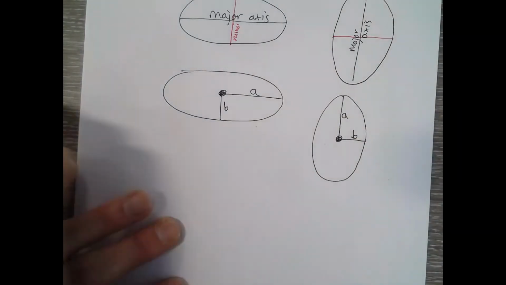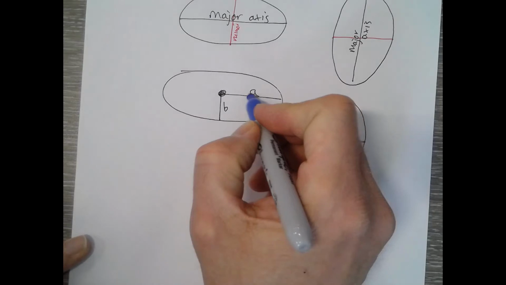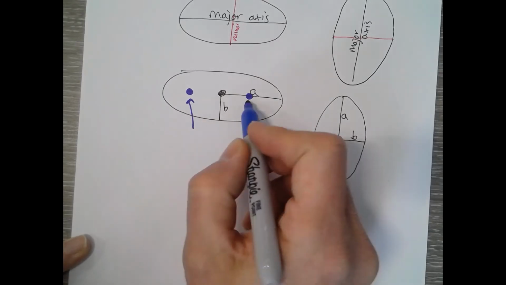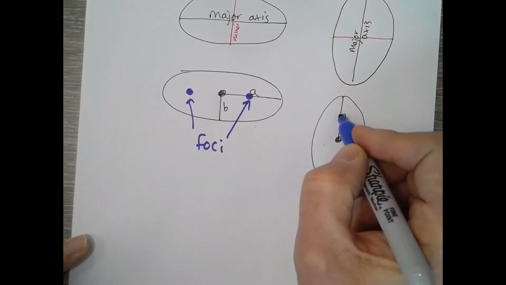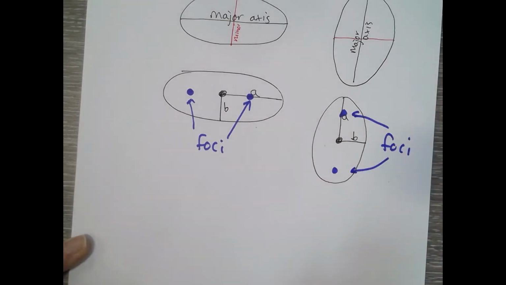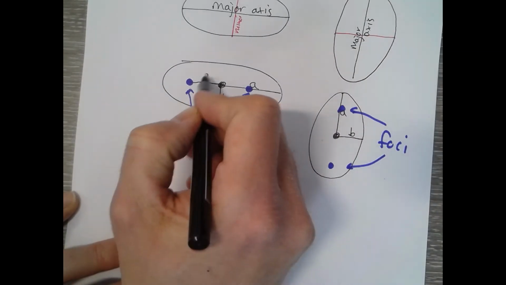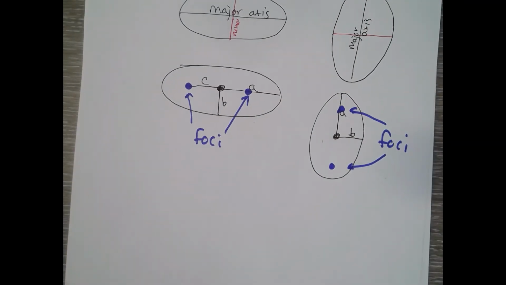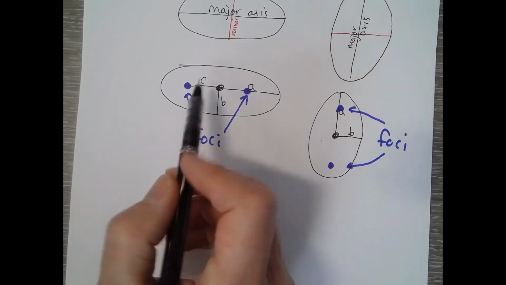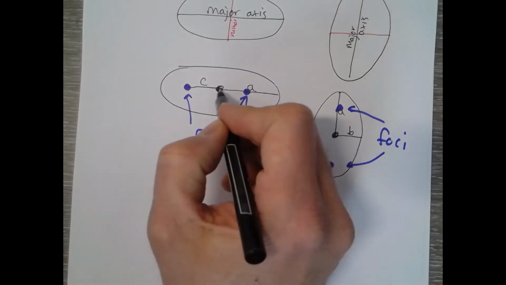And then remember, it has two foci. Grab my different flavors here. We'll call this focus 1 and this focus 2. Those are the foci. Here's one and here's one. And the distance from the center out to a focus is C. So A is half of the major axis, B is half of the minor axis, and C is the distance from the center out to a focus. So this also would be C right here.